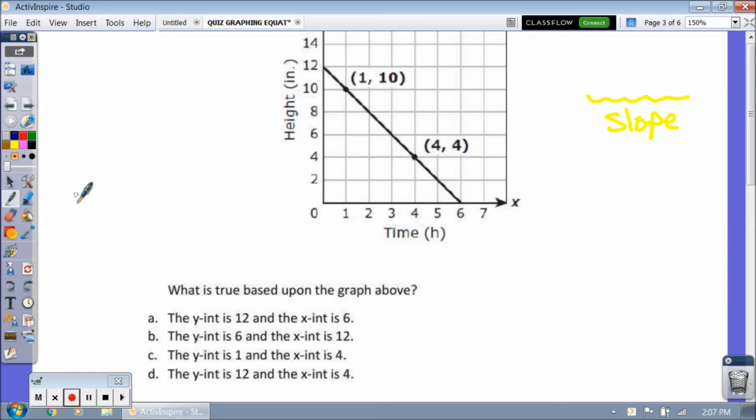Let's look at letter A. The y-intercept is 12, so that's where it crosses the y-axis. Here's our y-axis. Does it cross the y-axis at 12? Yes, you can see it right here. So we know that's true. Let's look at the second condition. Does it have an x-intercept of 6? Here's your x-axis right here. Does it cross the x-axis at 6? Yes. So our answer is A.